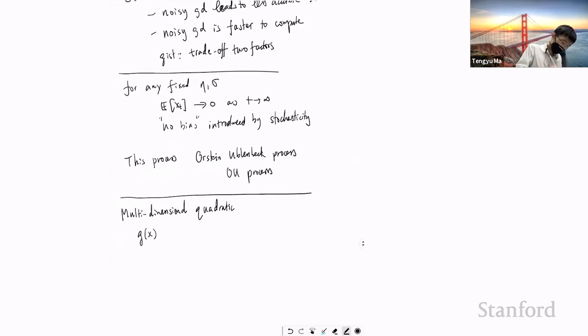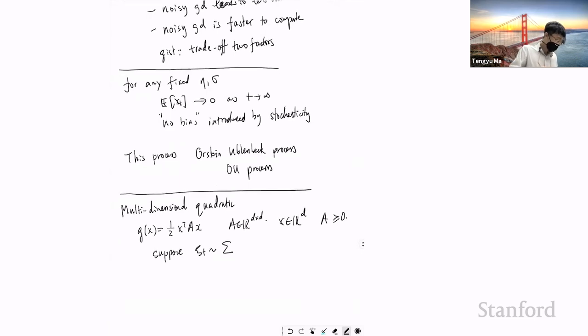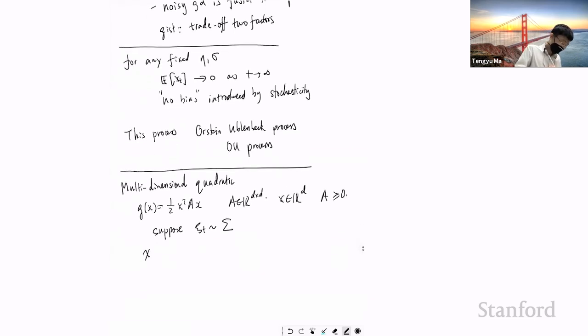Suppose you have something like g(x) equals a half times x transpose A x, where A is a matrix in dimension d by d, x is the variable in dimension d, and A is PSD. And let's suppose your noise ξ_t is now not just a spherical Gaussian, but has a covariance Σ.